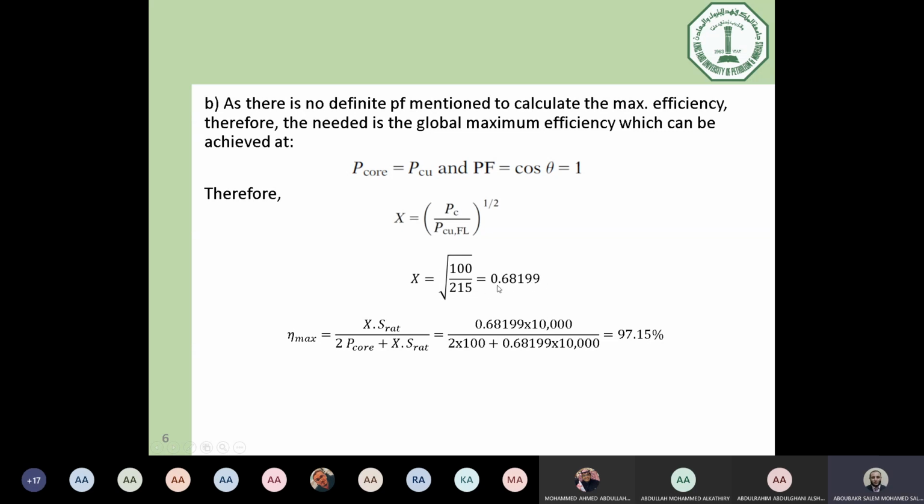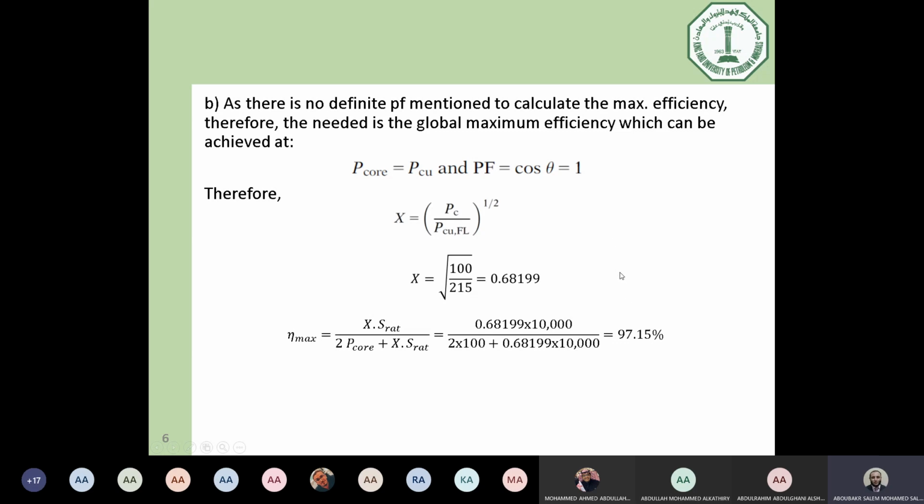Simply, we can apply now the value here in the equation of maximum efficiency. And you know, in maximum efficiency, we will remove the part of P copper by P core because it's equal here. So we can say P out at unity power factor. So we don't need to multiply by power factor now. So P out is just X multiplied by S rated divided by 2 P core, because P core and P copper are equal, plus X S rated again, which is the output power at unity power factor. Simply we can apply in this equation and give the efficiency at maximum power.